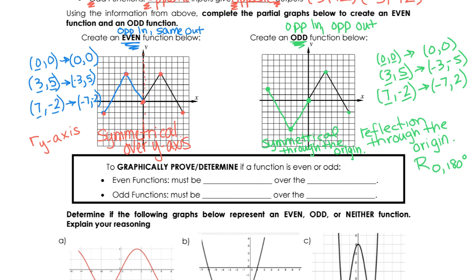Okay, so coming down here, it's to graphically prove or to determine if a function is even or odd. Even functions must be symmetrical over the y-axis, like in the first graph. Odd functions must be symmetrical over the origin, which looks like a rotation around the origin of 180 degrees, or turned upside down is the same right side up. Okay.